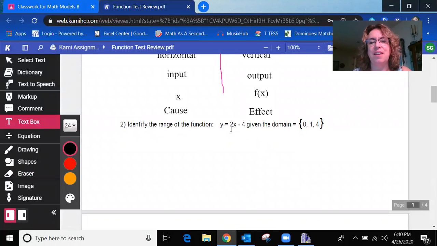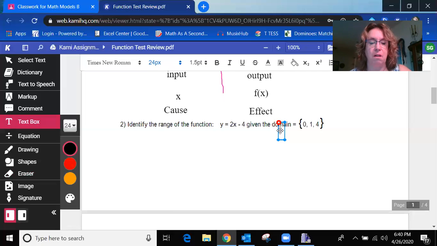Okay, here we go. Identify the range for the function given this domain. You may not have done one like this, but there are going to be a few more. This is the domain, which means these are the x's. So the x's are 0, 1, and 4.